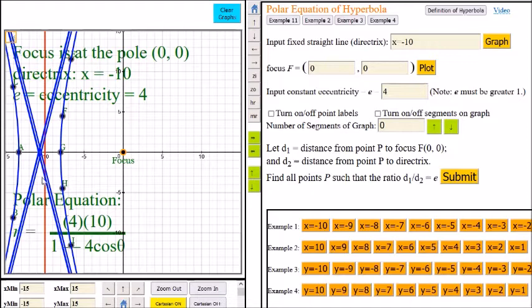And the equation for the hyperbola is going to be eccentricity times the number 10. It comes from the directrix, and we want the absolute value of this number, which is 10, and then 1 minus 4 cosine of theta, for 1 minus eccentricity times the cosine of theta. This type of equation is when the directrix is to the left of the pole. This is the pole right here.